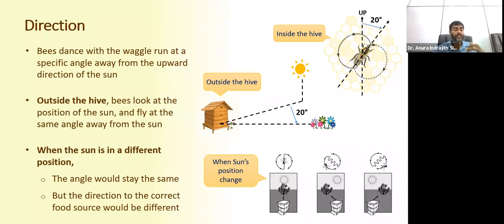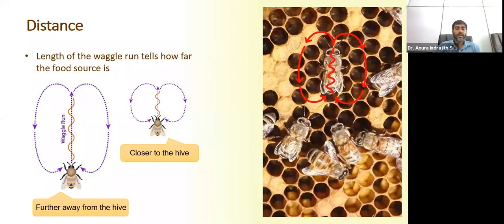Now the dance following bees will get the information on the distance as well as the direction. So no worries, they can go and find the food source without any problem. And here you can see the dancing bee, how it is walking, and the dance following bees also.